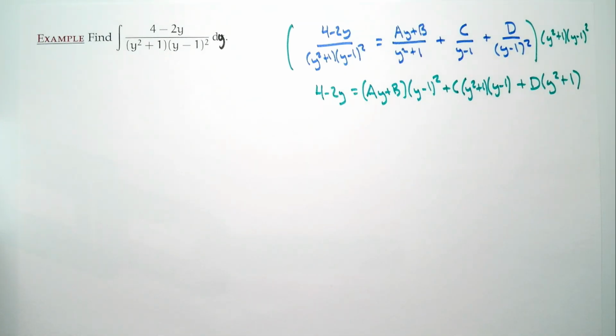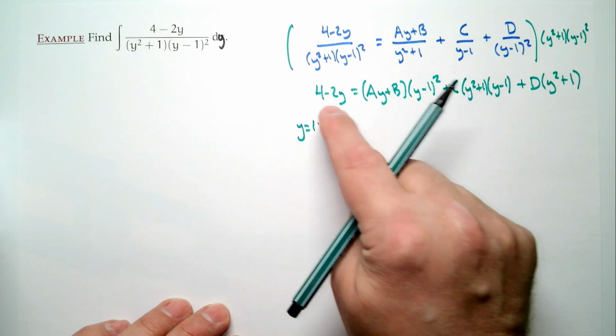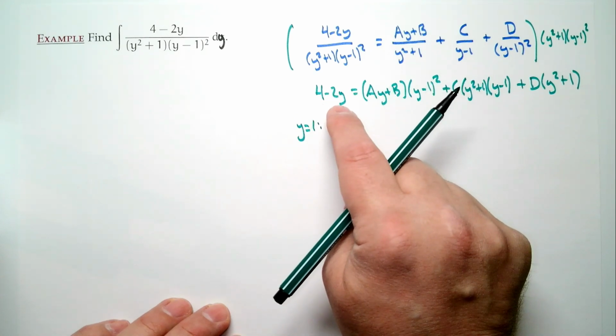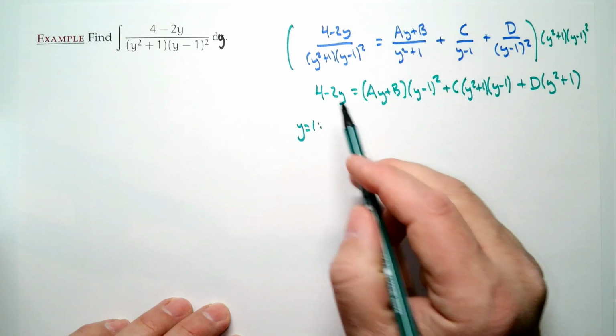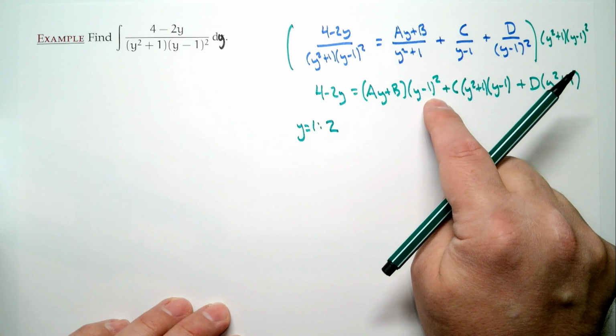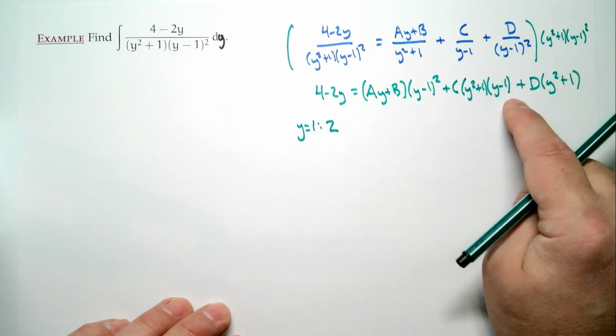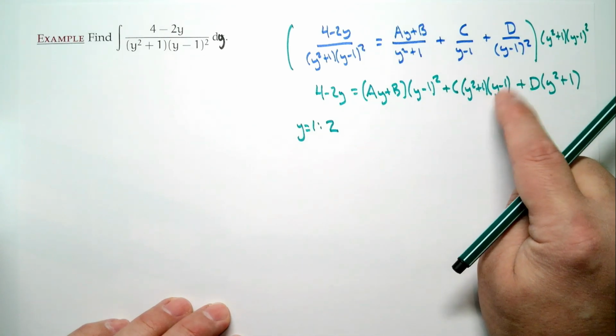All right. Are there any good choices to make? Y equals 1 is a good choice. What happens when you plug in y equals 1? Well, over here we get 4 minus 2. The first part, what happens? Goes to 0 because of the y minus 1. The second part, what happens? Goes to 0, the y minus 1.